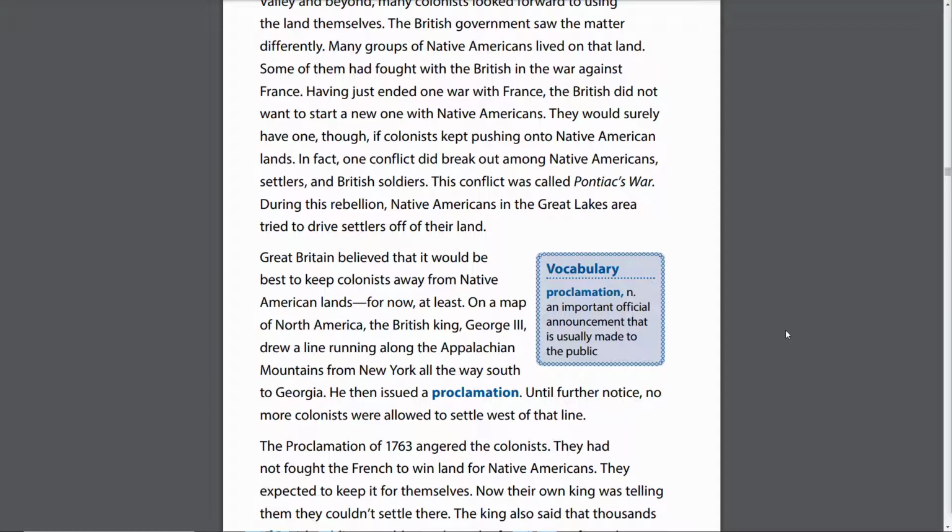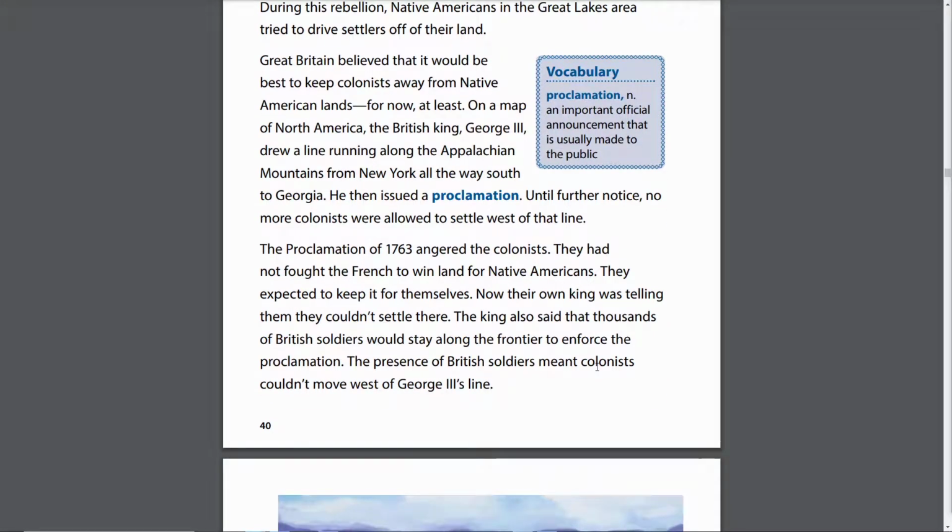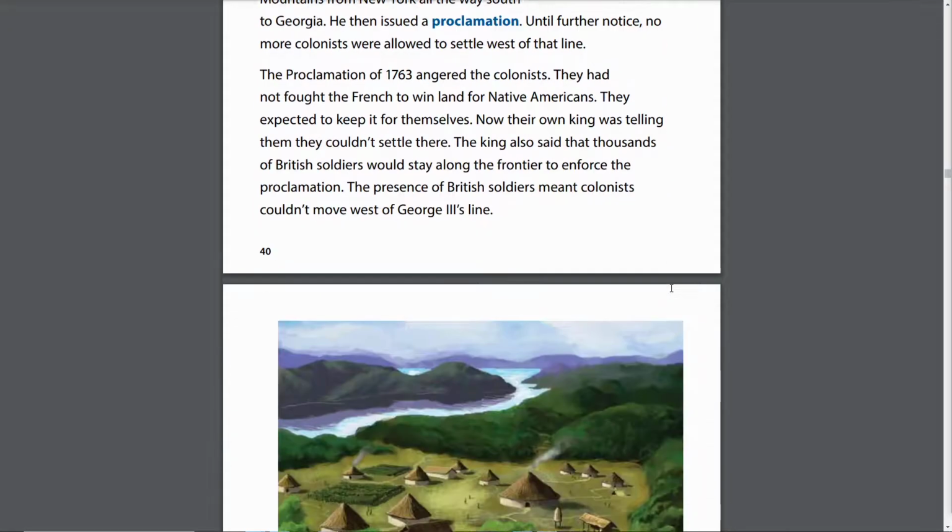So, until further notice, no more colonists were allowed to settle west of that line. So that was part of the proclamation. The Proclamation of 1763 angered the colonists. They had not fought the French to win land for Native Americans. They expected to keep it for themselves. Now their own king was telling them they couldn't settle there. The king also said that thousands of British soldiers would stay along the frontier to enforce the proclamation. The presence of British soldiers meant colonists couldn't move west of George III's line.